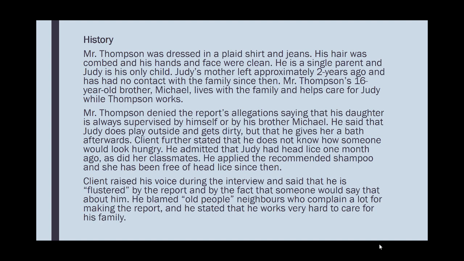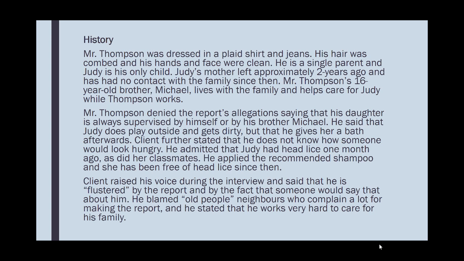The history is categorized and separated into a number of different paragraphs. The first paragraph describes Mr. Thompson's appearance. It also describes his family situation. He's a single parent. Judy's his only child. Her mother left approximately 2 years ago and hasn't had contact since then. And his 16-year-old brother, Michael, lives with him and helps care for Judy while the client works.